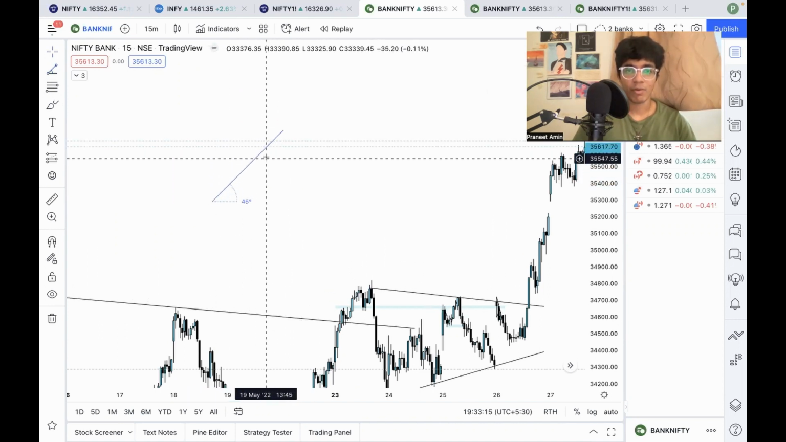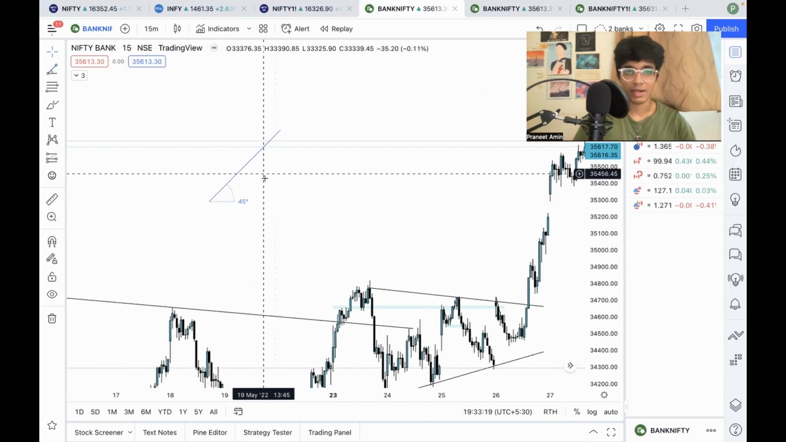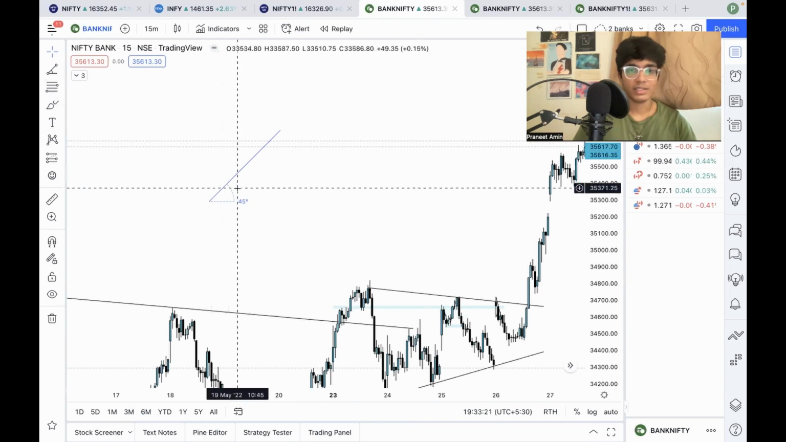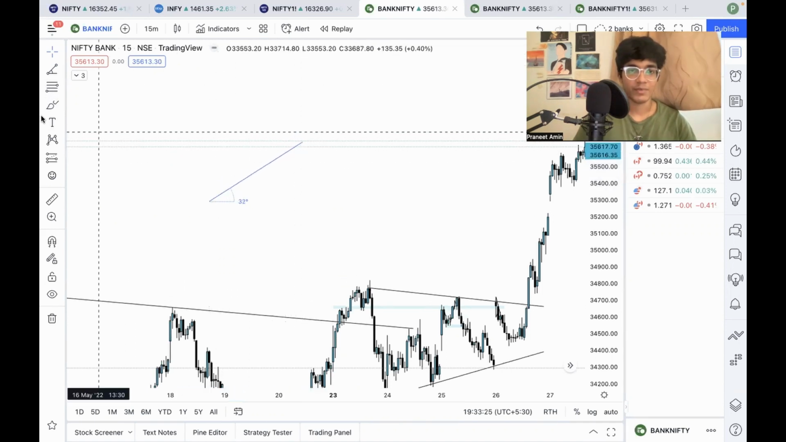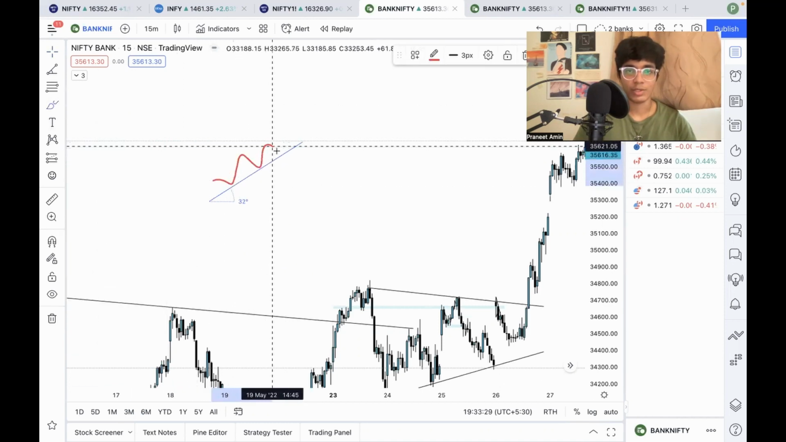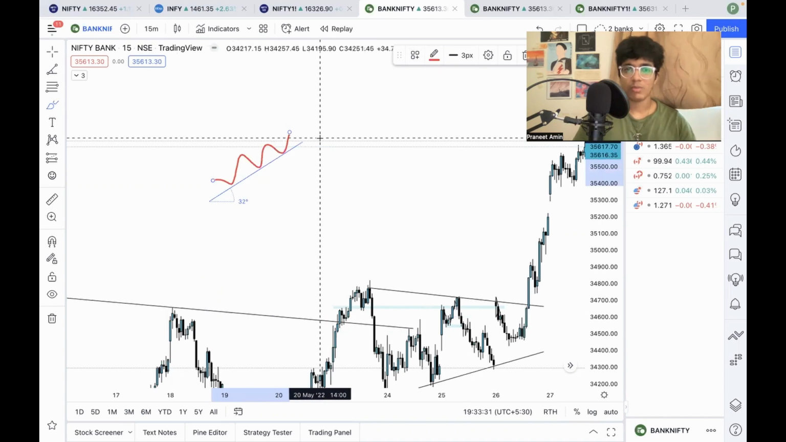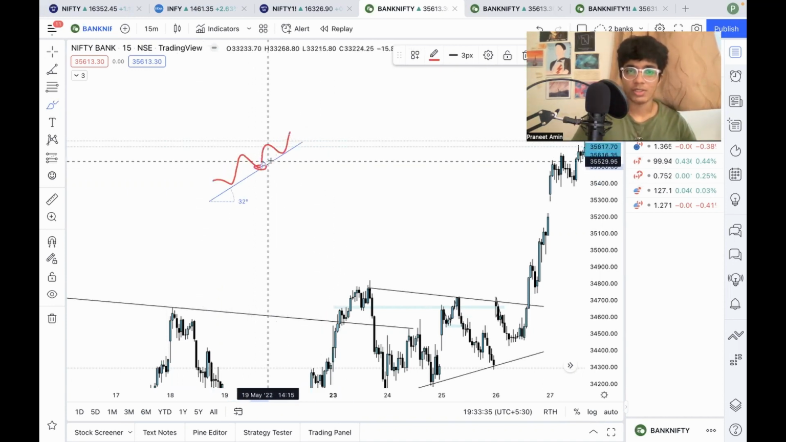Any trend line that is being formed under 45 degrees, I'll consider it to be a healthy trend line. What I mean is, let's say if this is the trend line, or let's say anything under 45, let's say 33. If price is coming at this point, taking support, taking support, taking support, I will be kind of okay, like, I'll be kind of bullish in all these regions.